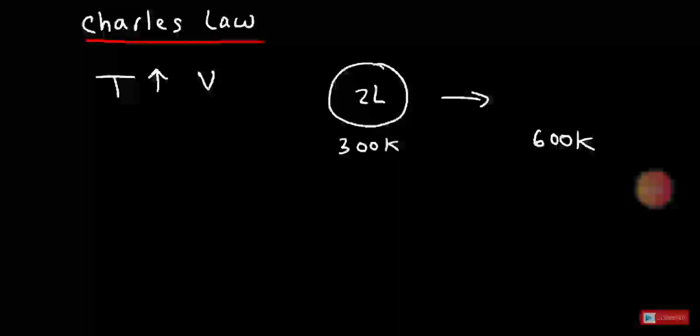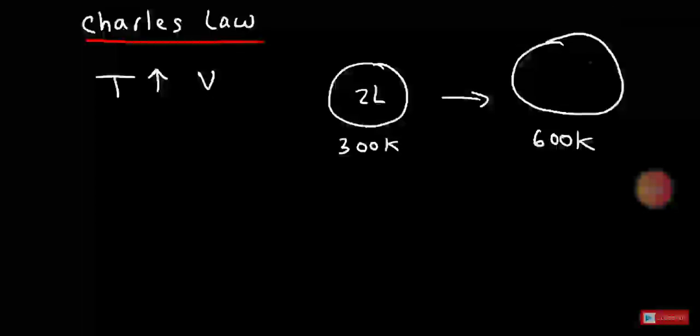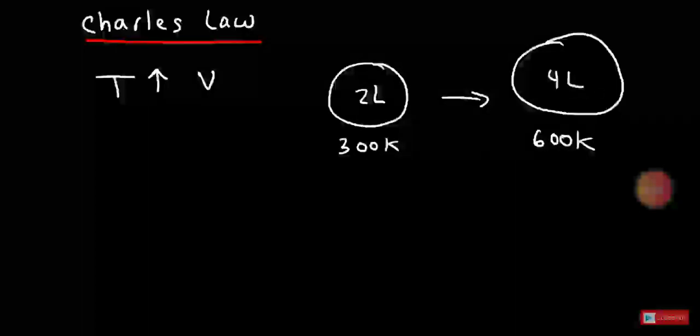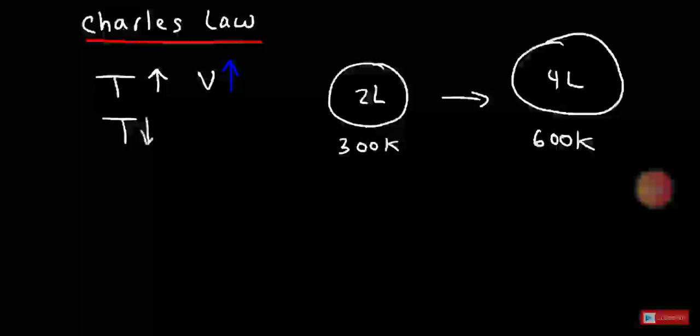What will happen to this balloon of gases? Of course, the volume will become double as the gases expand on heating. So this is a direct relationship between volume and temperature. As the temperature of a gas increases, the volume of a gas increases. This is a direct relationship between temperature and volume, and if temperature decreases, volume of a gas decreases.